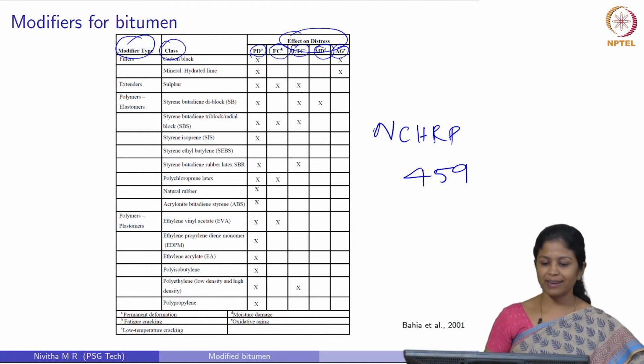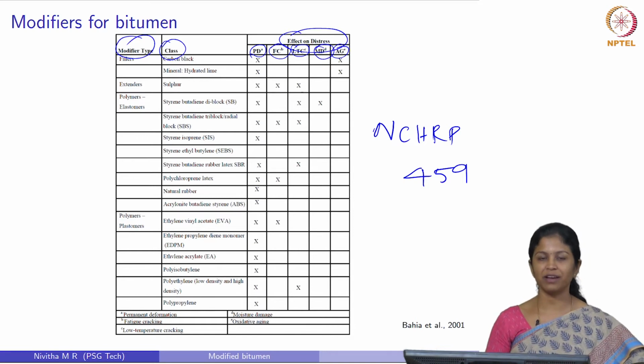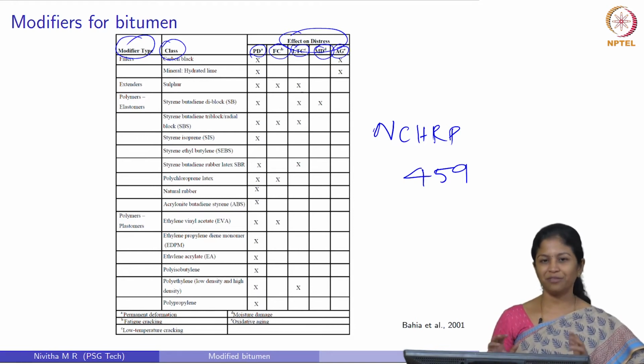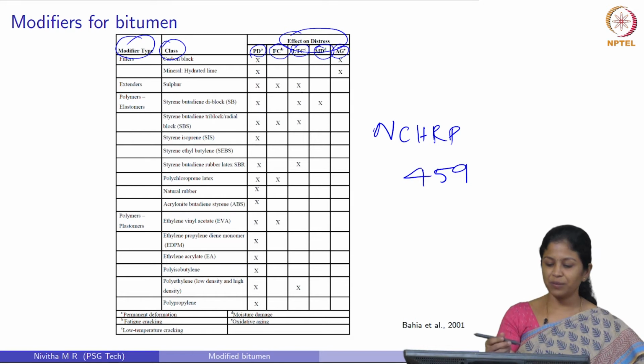So let us take an example. The first class which is given here are fillers. So what are fillers? Fillers are materials which are just added to this and they modify the properties of bitumen just by the volume fraction, right. So how much filler is added, that much amount of influence it will have on the properties of base bitumen. So the first filler which is given here is carbon black, right.